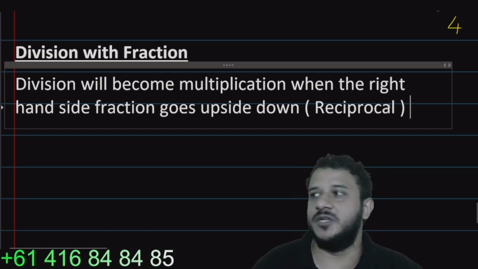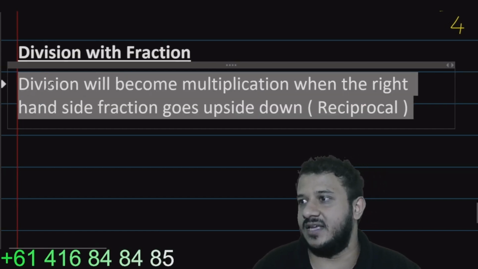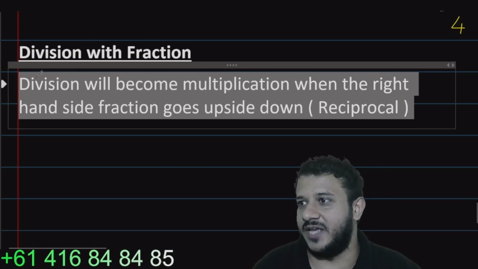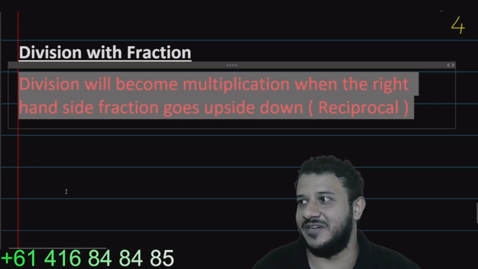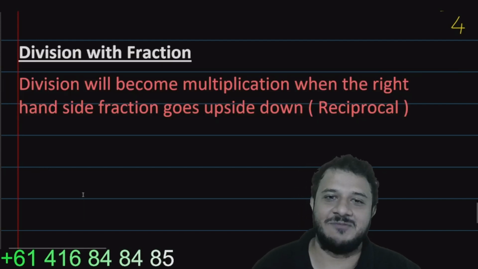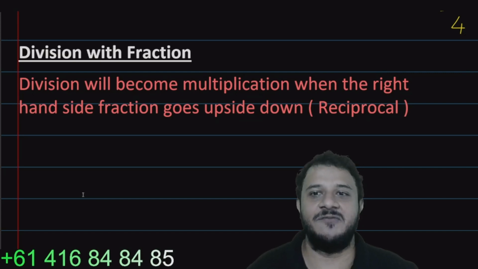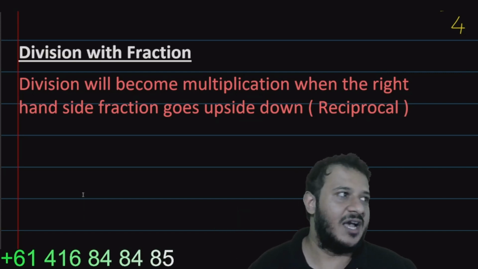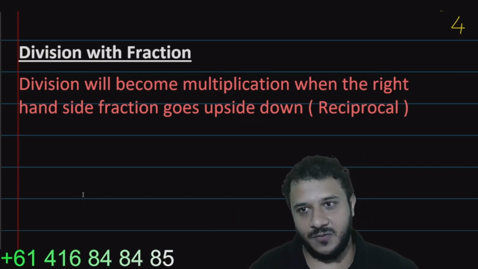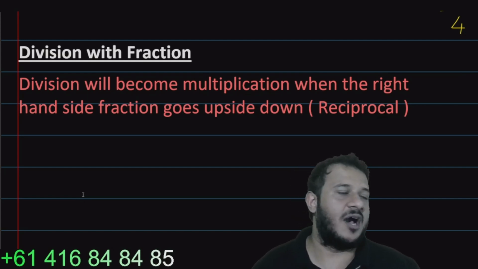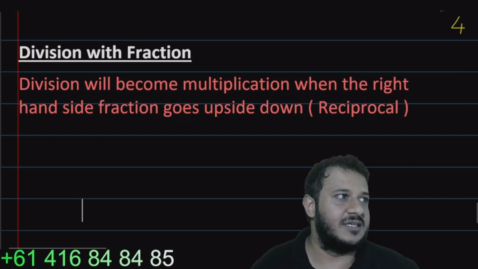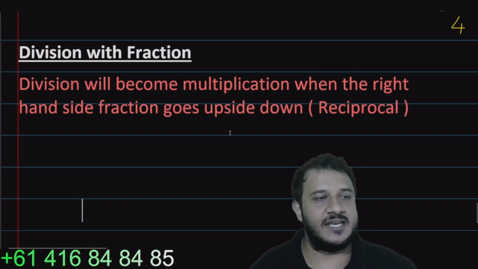Yeah? This is what you need to remember. This is the main thing. If you can memorize it, just memorize it. I have memorized it. So whenever somebody asks me, what do you need to remember about division of fractions? Division of fractions is nothing but division will become multiplication when the right hand side fraction goes upside down.